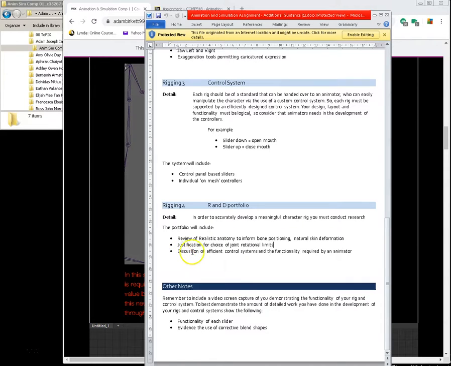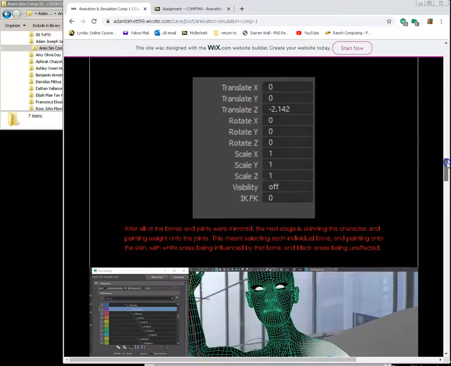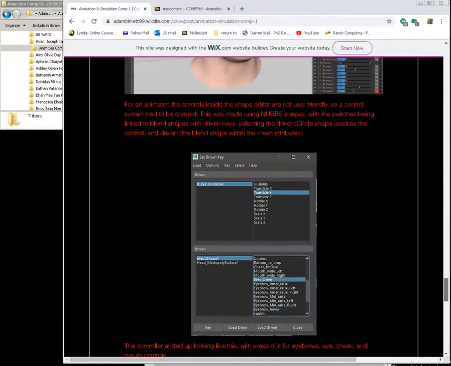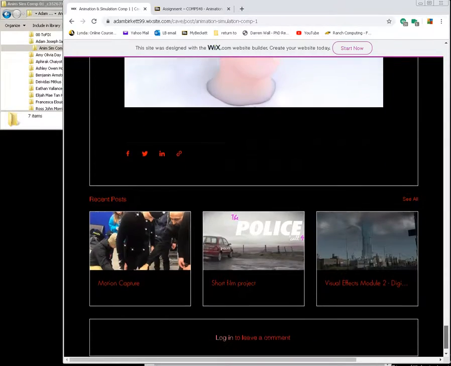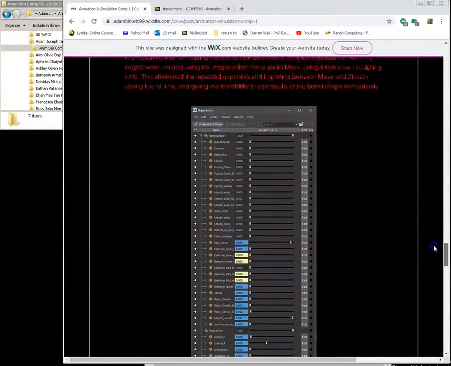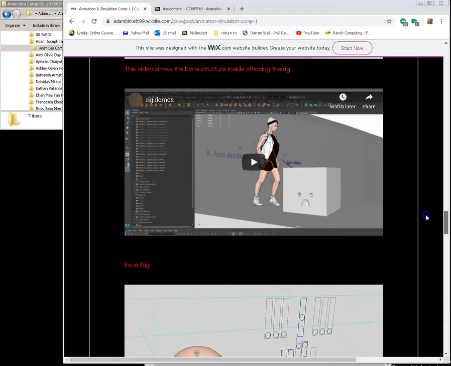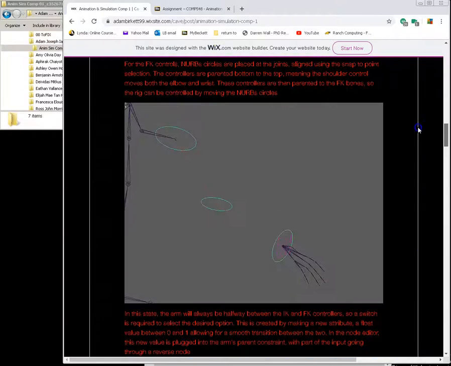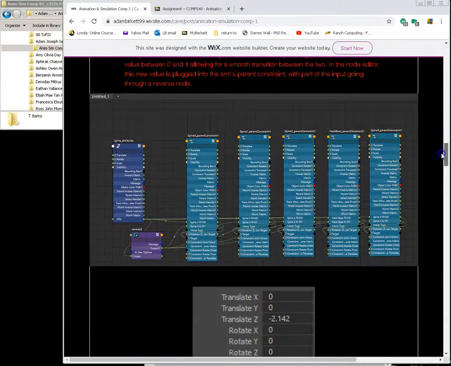Right, discussion of efficient control systems and functionality required by an animator. I don't see anywhere in here where it says what an animator would desire. There's some discussion, again kind of alluding to certain things, what would be useful and so on, but there's very little in there which relates to the work of other people, real world examples of faces moving, for example, the kind of facial expressions. So what there is, is good in terms of iterative development and a reflective journal of what you've done, but it's just not entirely what we asked for.